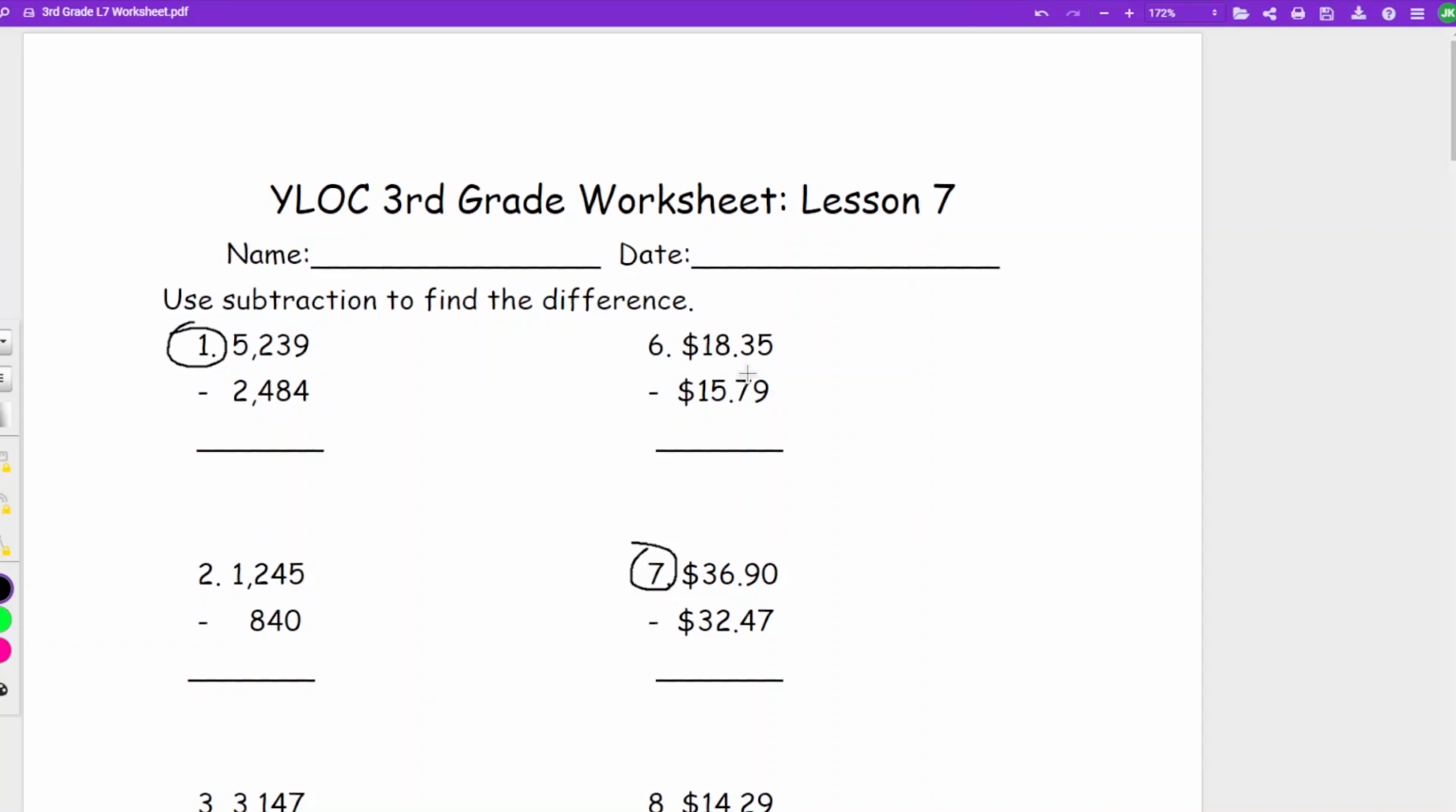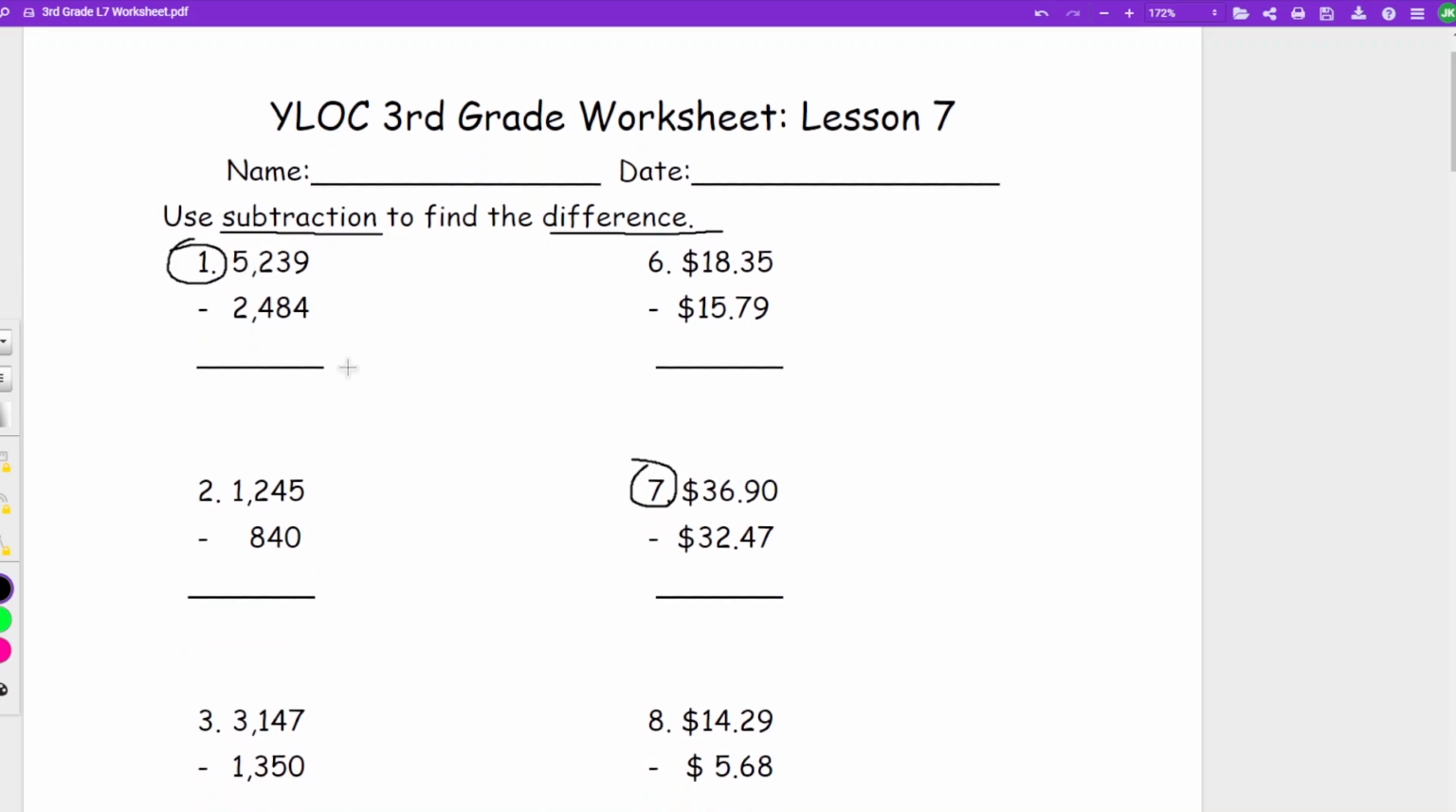This is Wildlife 3rd grade worksheet lesson 7, and I'm going to be doing the circled questions. So number 1, use subtraction to find the difference. So I'm just going to subtract the numbers. 9 minus 4, that's 5.